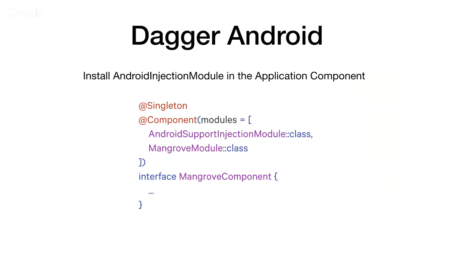Next, we're going to do a lot of refactoring here. So kind of ignore most of the manual stuff we've done before, but all the general framework is still there. We're going to take our application component, the Mangrove component, and we're going to add another module to the top here called Android Support Injection Module. This one is supplied by the Dagger dependencies that we just added. So it's not something you actually implement or ever really reference directly here.